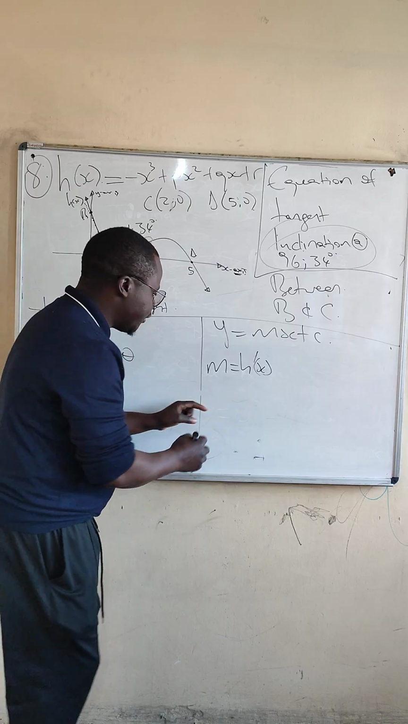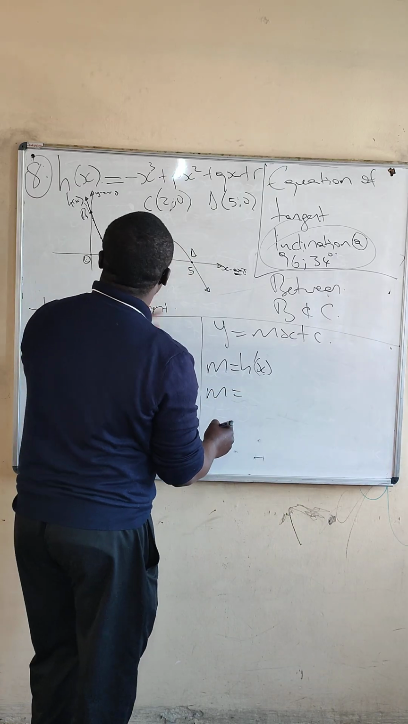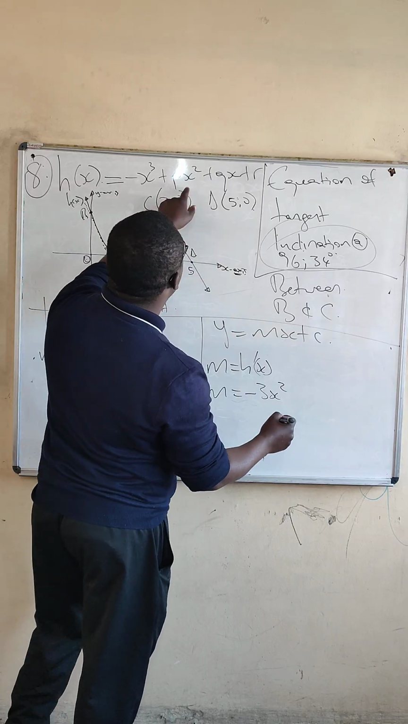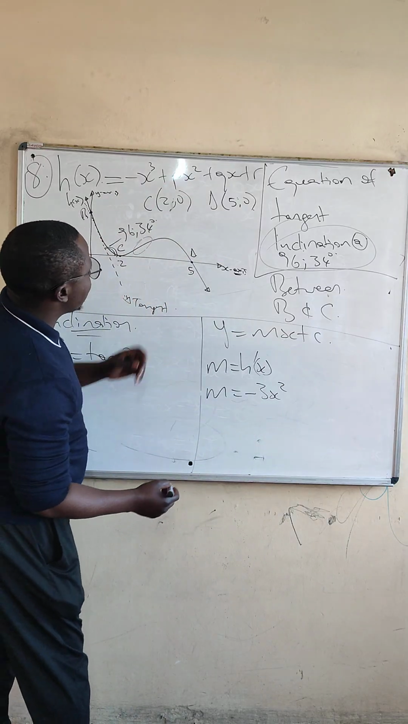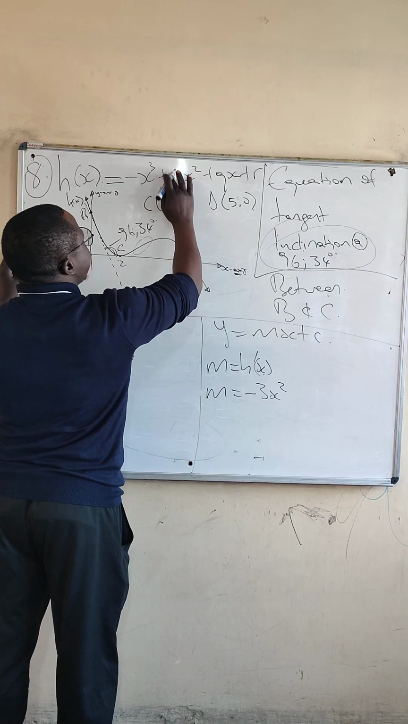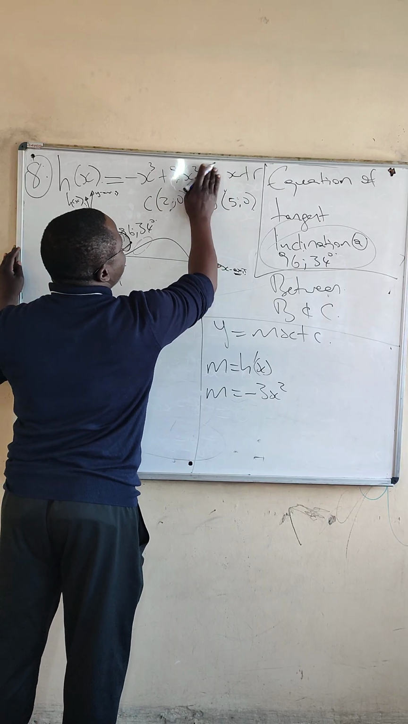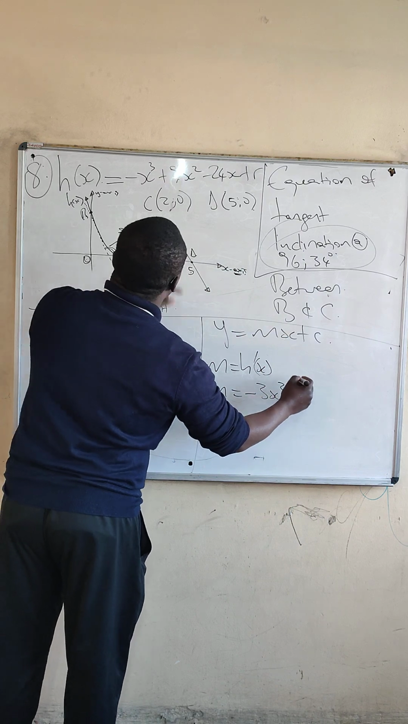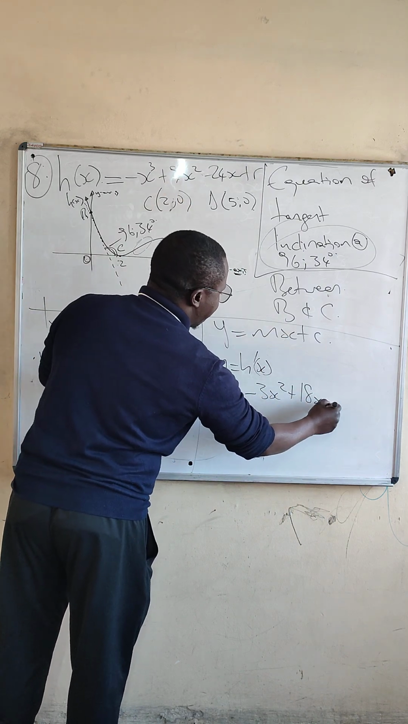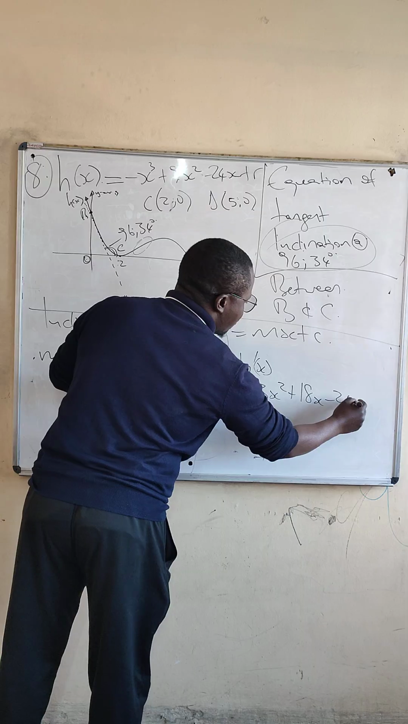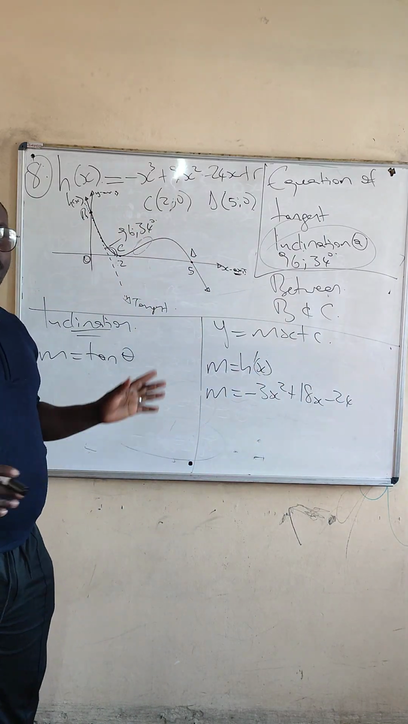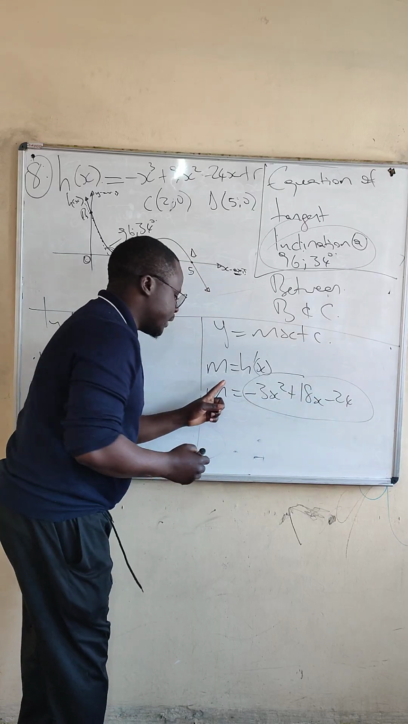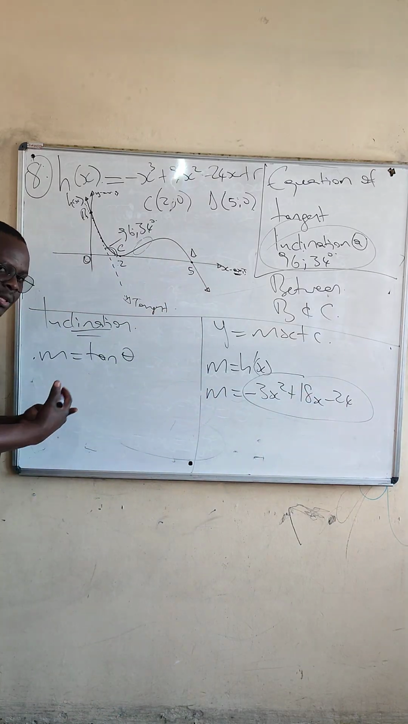Let us find the derivative. Our m is equal to the derivative, which is negative 3x squared, and then our p was 9. That was 9. Our q, that was minus 24. So we are going to have plus 9 times 2, we have 18x, and then we have minus 24. That's basically our derivative.